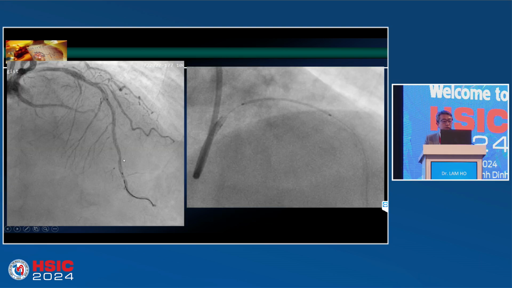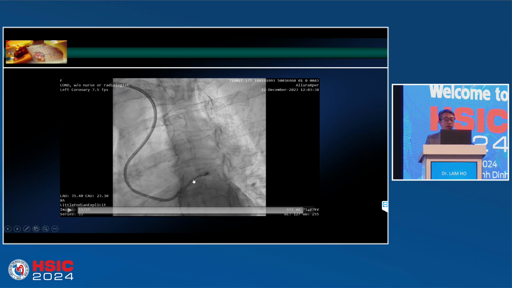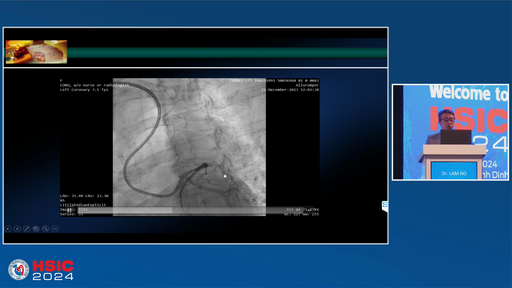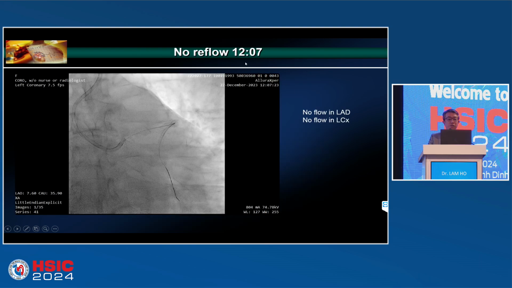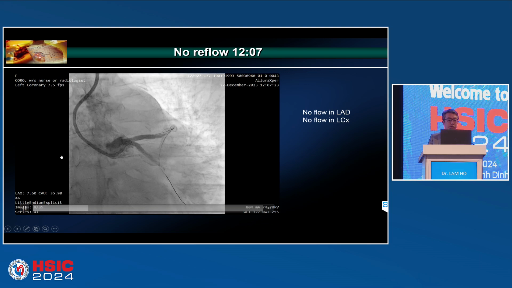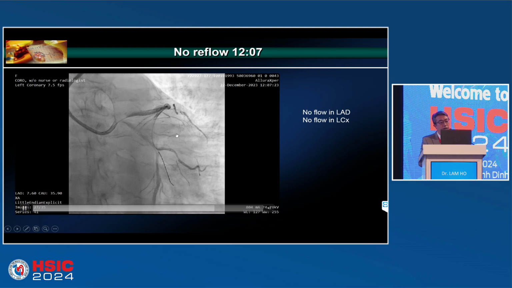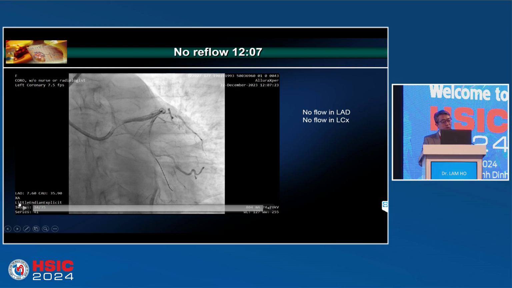So stent as usual, and then put one stent to the proximal AD as usual. Nothing happened. And then see the time. I particularly show the time of the procedure. You see, it's 12. And then do the high pressure ballooning as usual. One minute later, after the high pressure ballooning on the lipid-rich part, you see, no flow in AD, no flow in circumflex.